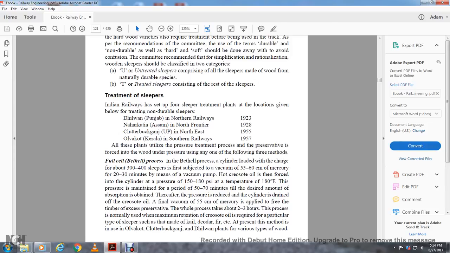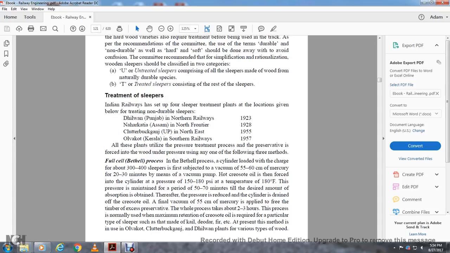Hot creosote oil is then forced into the cylinder at a pressure of 150 to 180 psi and a temperature of 180 degrees Fahrenheit. This pressure is maintained for a period of 50 to 70 minutes until the desired amount of absorption is attained. Thereafter, the pressure is reduced and the cylinder is drained off the creosote oil. A final vacuum of 55 centimeters of mercury is applied to free the timber of excess preservative. The whole process takes about 2 to 3 hours.